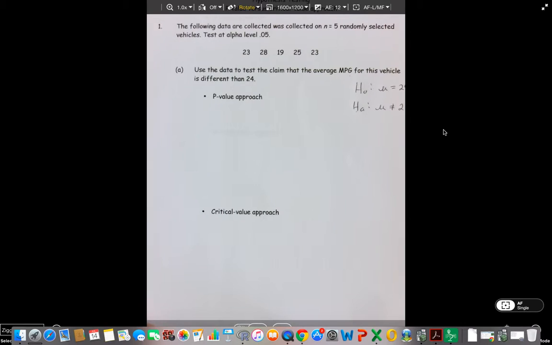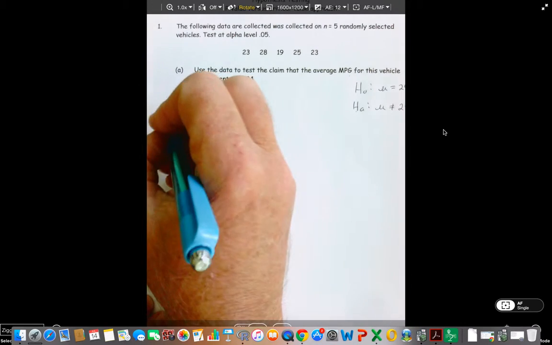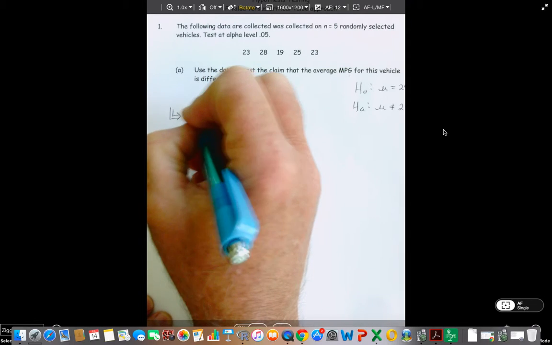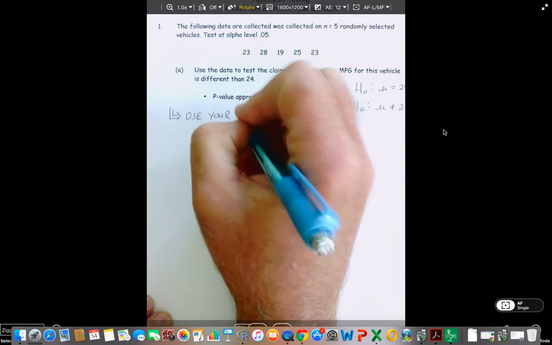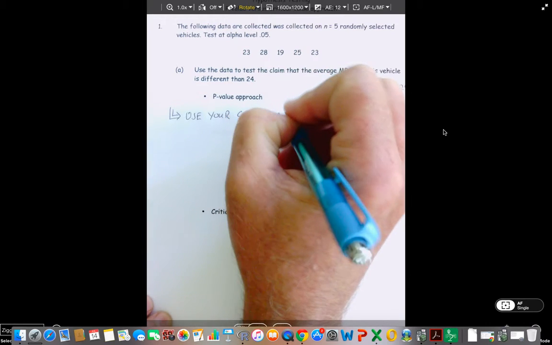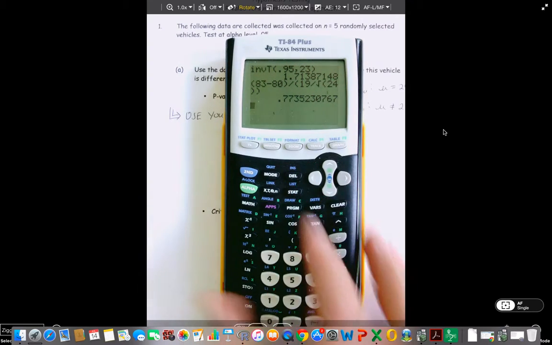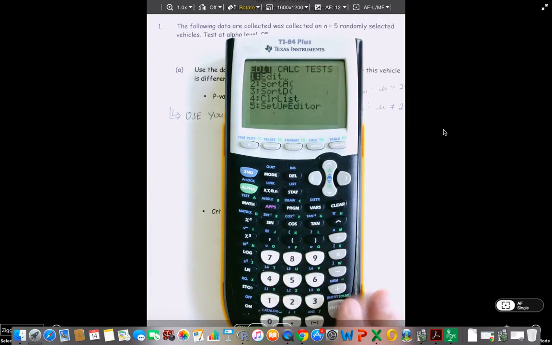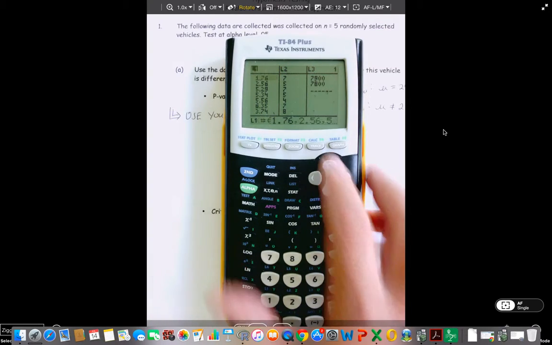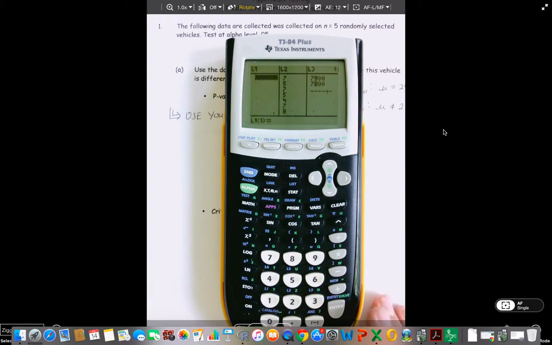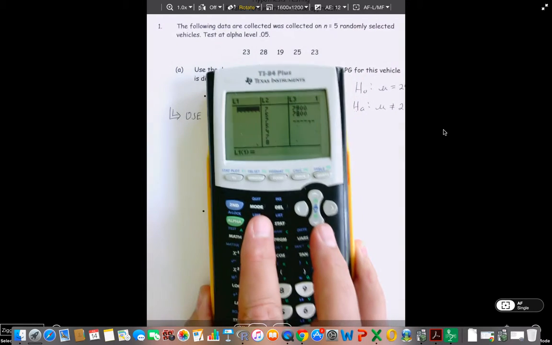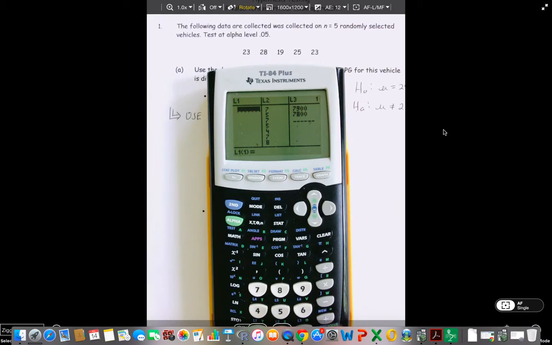Now, the p-value approach, in my opinion, is easiest and most effectively carried out by using your calculator. So let me illustrate that. Guys, this is a little different because I've got my numbers. So I'm going to go into edit. I'm going to clear out L1. Remember doing this many moons ago. And now I'm going to carefully type those 5 numbers in L1.